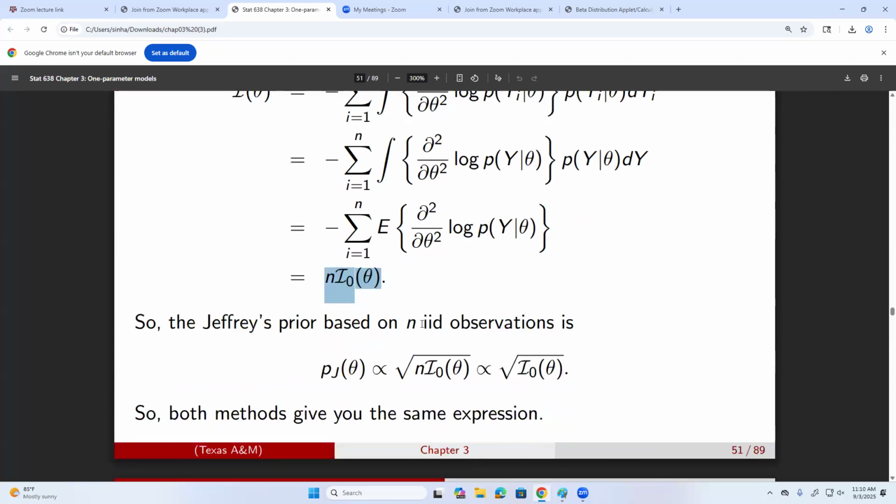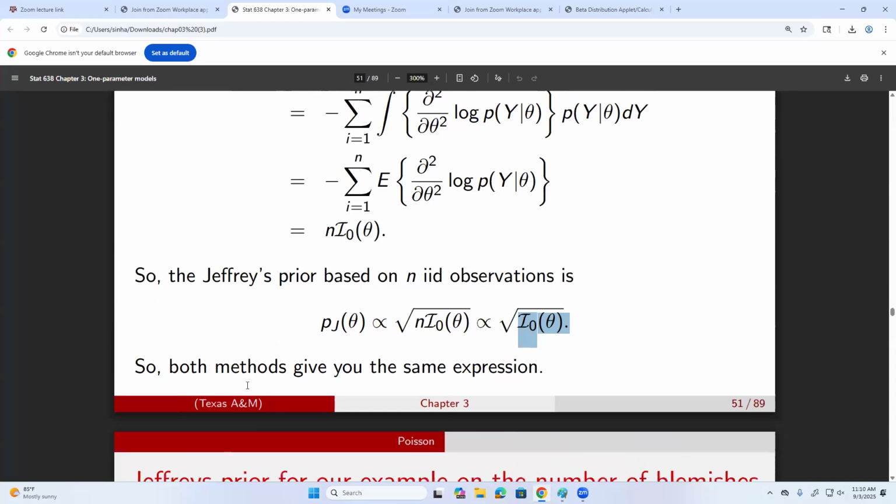So Jeffreys prior based on n IID observations is square root of n times I0 theta, which is also proportional to square root of I0 theta. That is the bottom line. And for our easy calculations, often we work with a single observation. Single observation means you just assume y is a single value and calculate log likelihood, derivative, double derivative, and then take expectation. Both methods give you the same result.